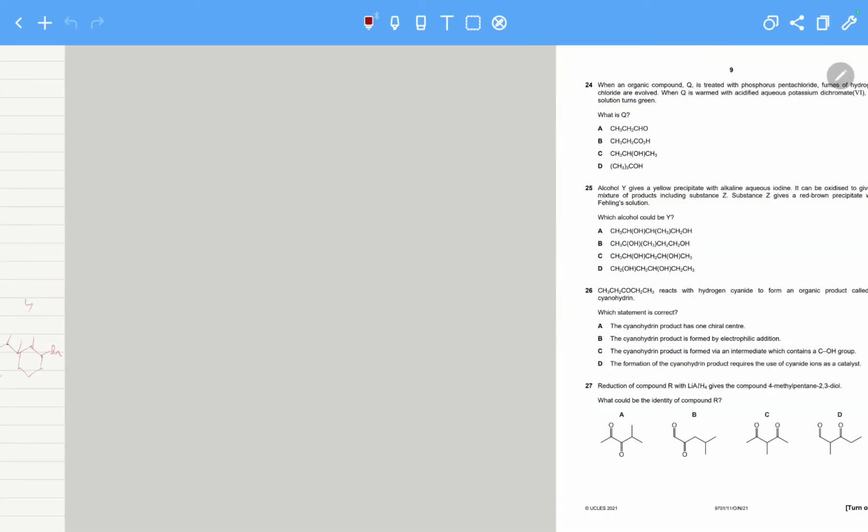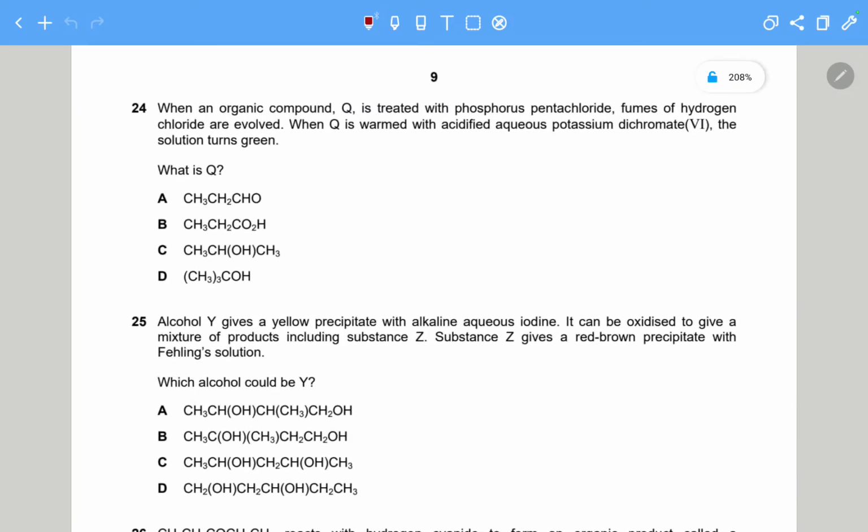Question 24 now. When an organic compound Q is treated with phosphorus pentachloride, fumes of hydrogen chloride are evolved, HCl. When Q is warmed with acidified aqueous potassium dichromate, the solution turns green, which means Q is an organic compound that reacts with PCl5 and it gets oxidized in the presence of potassium dichromate. So what can Q be?